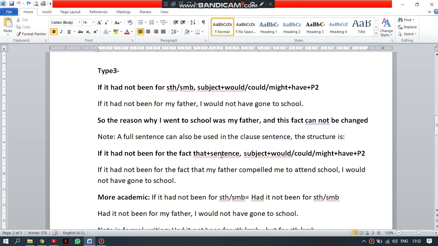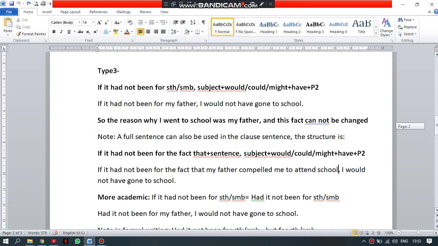This is a sentence in which we describe the cause of an event. Comma, subject, would, could, might, plus have, plus participle. For example, if it had not been for the fact that my father compelled me to attend school, I would not have gone to school. So in this sentence, I showed that my father was the reason, and I showed it by writing a full sentence using the fact that plus full sentence.